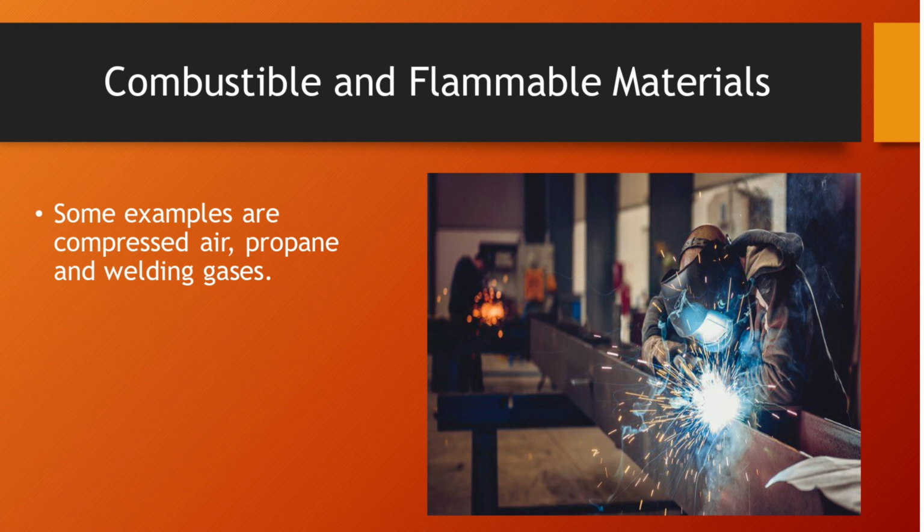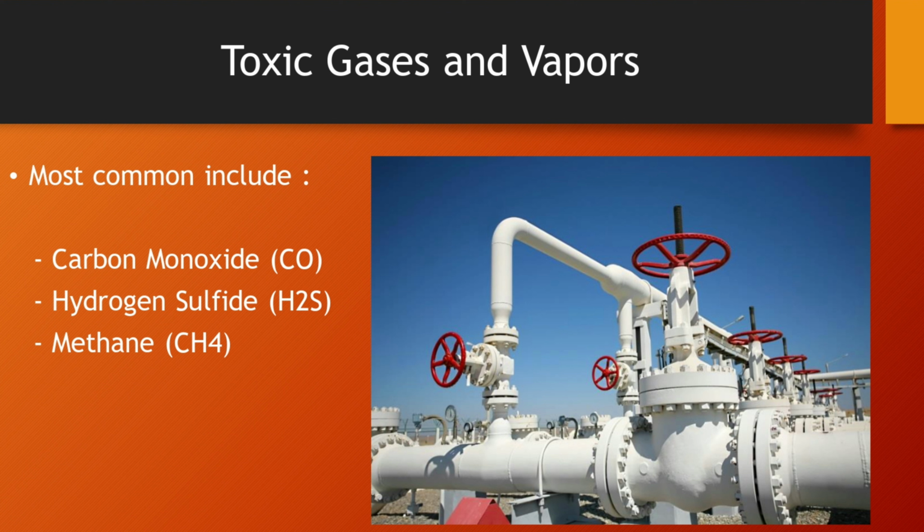Combustible and flammable materials. Some examples are compressed air, propane, and welding gases. Toxic gases and vapors. Most common include carbon monoxide, CO, hydrogen sulfide, H2S, methane, CH4. Physical hazards: falling, tripping, moving parts, and engulfment. Electrical hazards: electrocution, electric shock, and sparks.